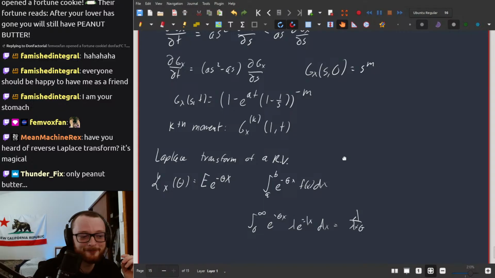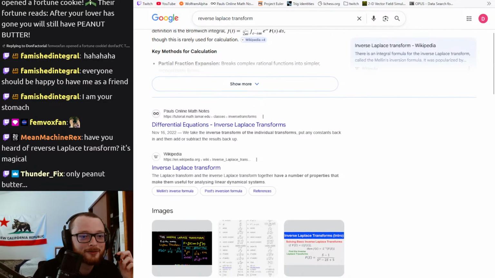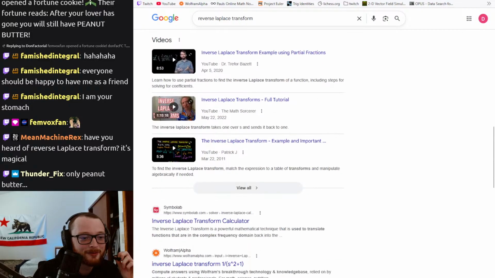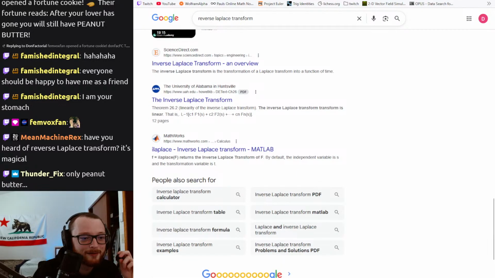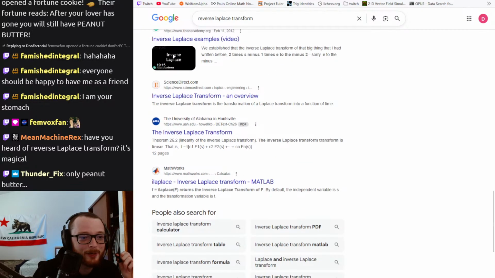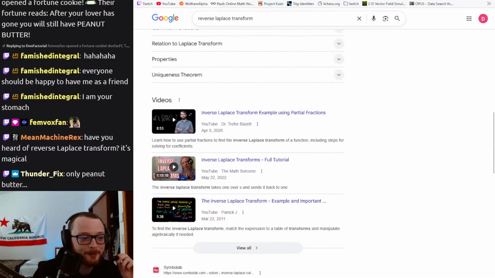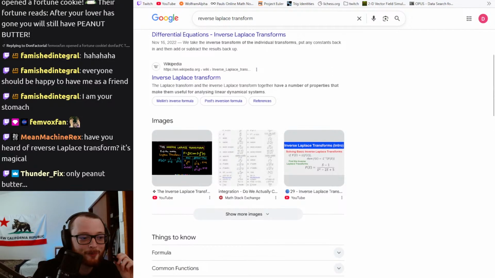I know of the inverse Laplace transform. Is there a reverse Laplace transform? When I Google reverse Laplace transform, I'm just seeing inverse. They're kind of difficult to calculate, but I learned about them during my complex analysis class.